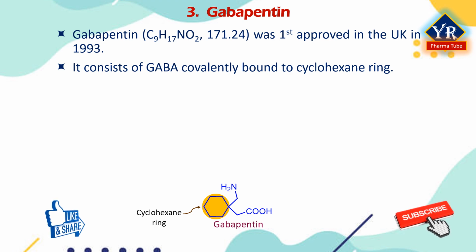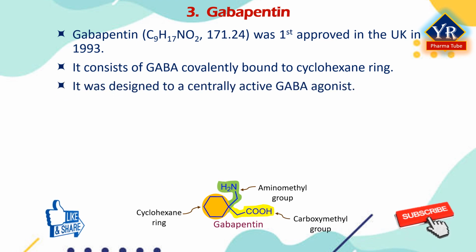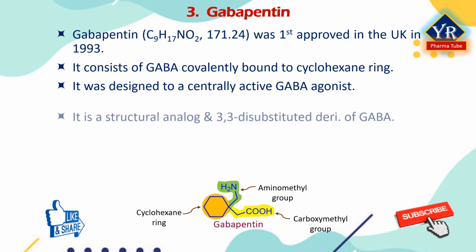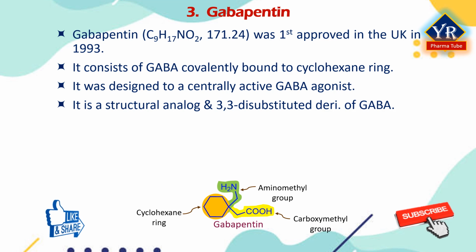Gabapentin is a gamma amino acid that is cyclohexane substituted at position 1 by aminomethyl and carboxymethyl groups. It was designed to be a centrally active GABA agonist with its high lipid solubility aimed at facilitating its transfer across the blood-brain barrier. Thus, it is a structural analog and a 3,3-disubstituted derivative of GABA. Therefore, it is a GABA analog as well as a gamma amino acid. It is similar to several other compounds that collectively are called gabapentinoids.